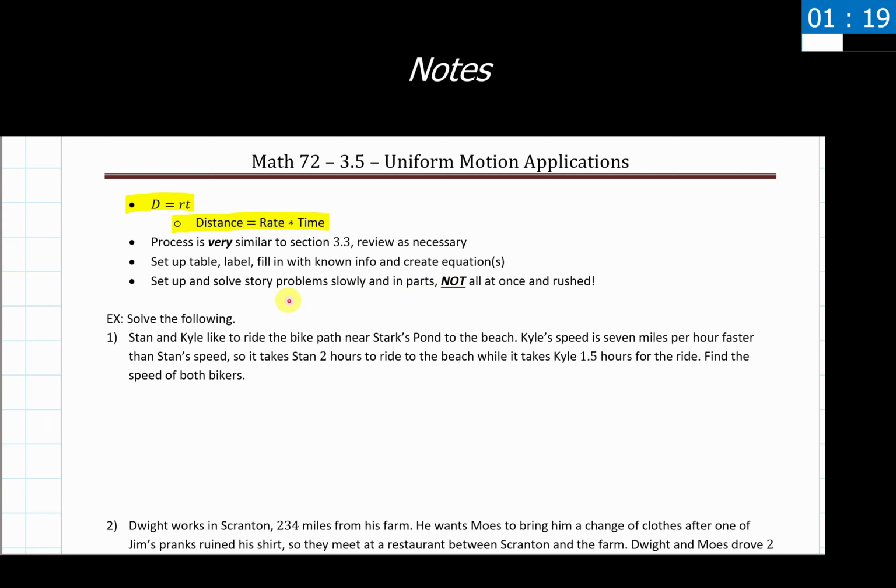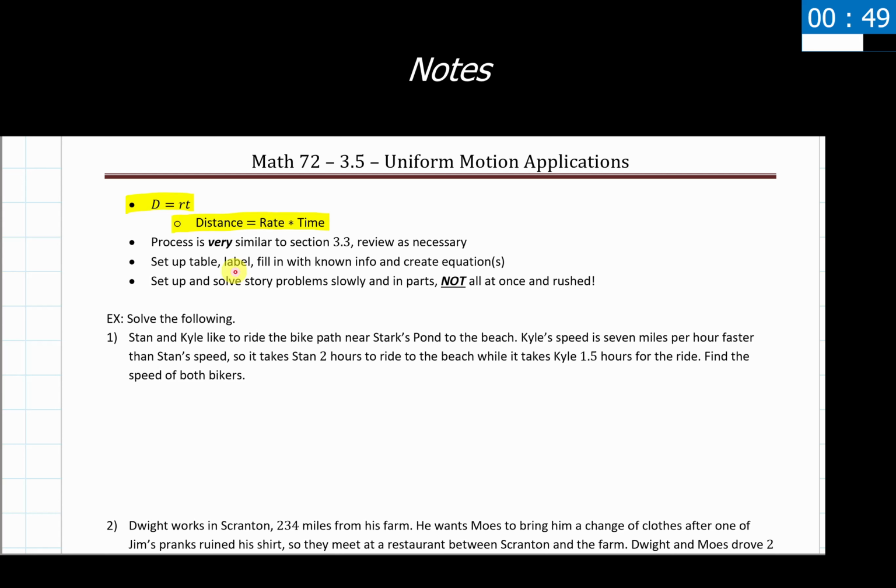So I recommend as we are going through these that the setup and the solving of these problems be done very slowly and in parts. You are going to see a lot of problems beyond the 3 that we are going to go through where there is a lot of information and a lot to be processed with this. So take it slowly, write things out for yourself, organize them, label them. The labeling I think is one of the most important parts that shows up in this section.